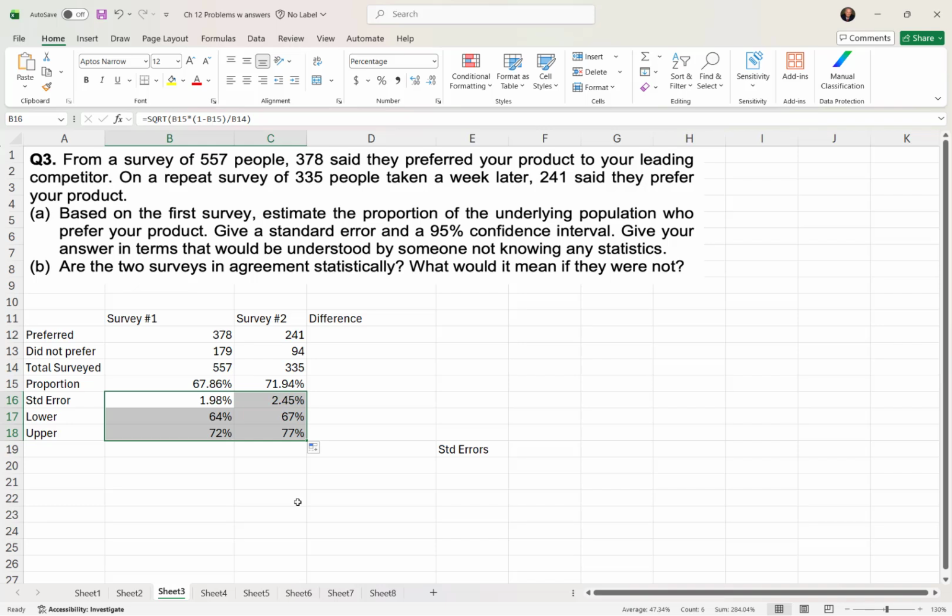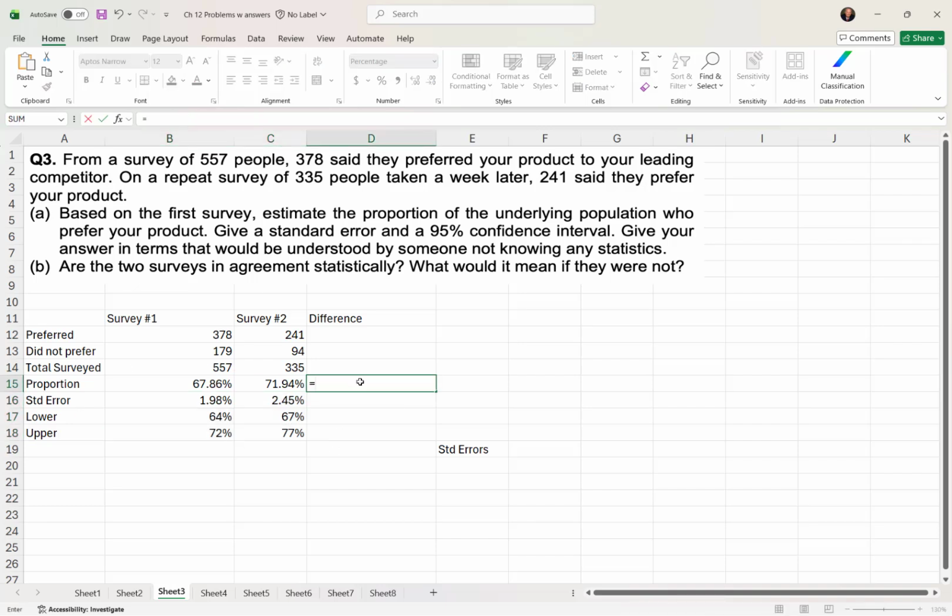Now, what we're interested in, though, is the difference between the two. So for the second survey, the proportion is 71.9% that prefer my product. And so that difference is going to be equal to, let's see, the 71 minus the previous one. What did we get? We got an increase of 4.1%.